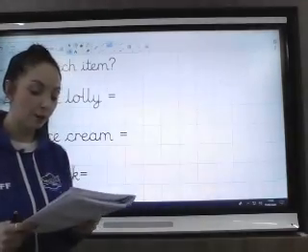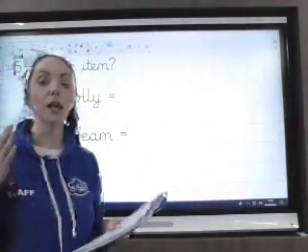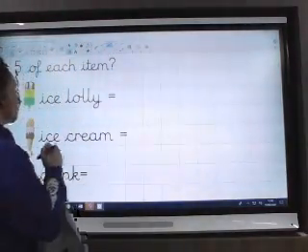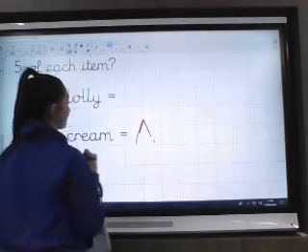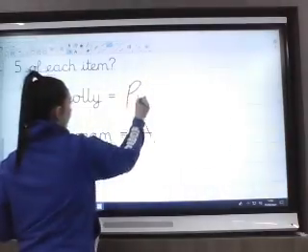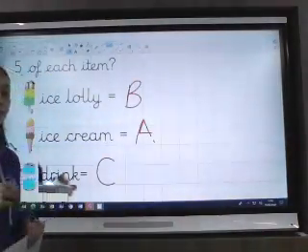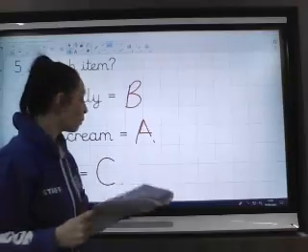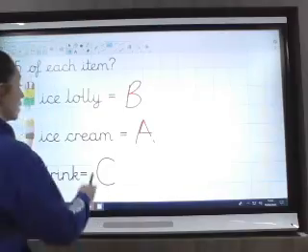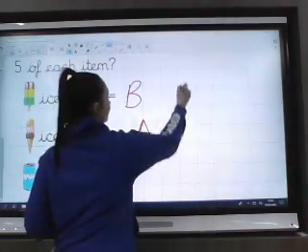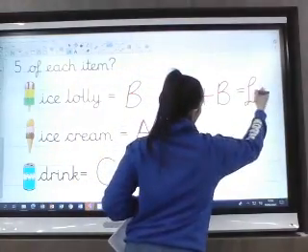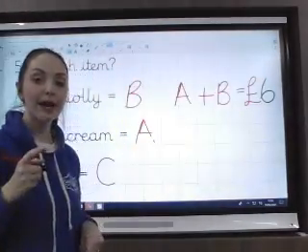I've split it up. Okay, and we're going to give them all a letter, and that will help you to figure it out a bit easier. So, for example, I'm going to say that an ice cream is A. I'm going to say that an ice lolly is B. And a drink is C. Okay, so going back to my question then, 1 ice cream and 1 ice lolly cost £6. So A plus B equals 6. Okay, so I'm going to rewrite it out like that.